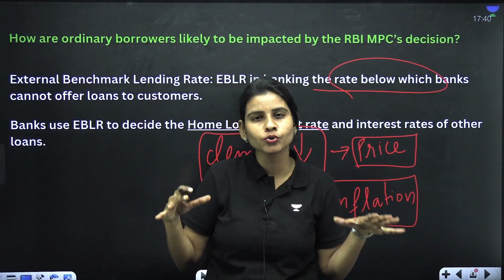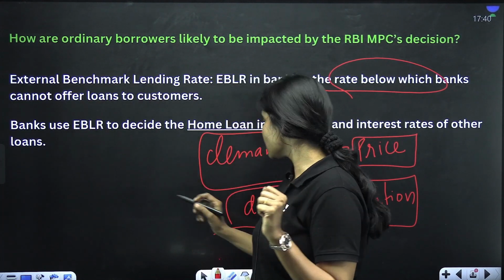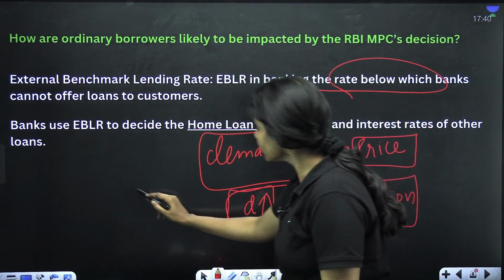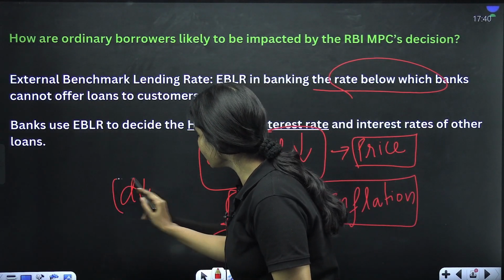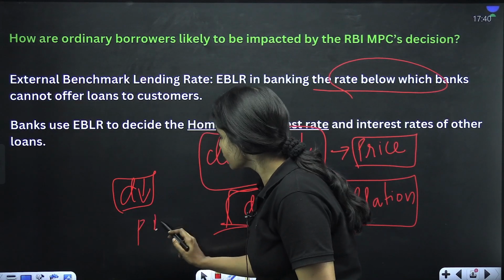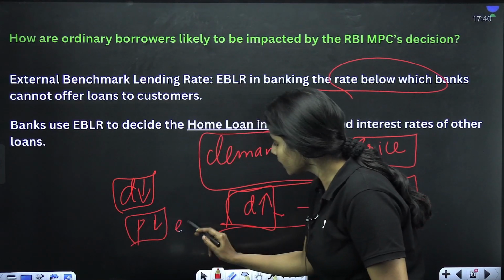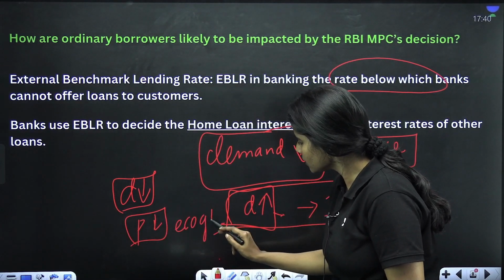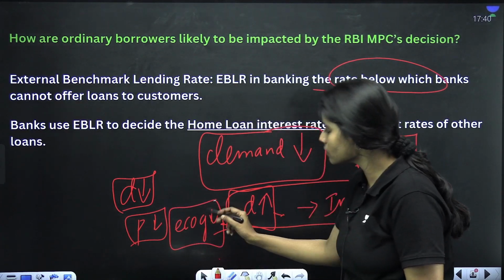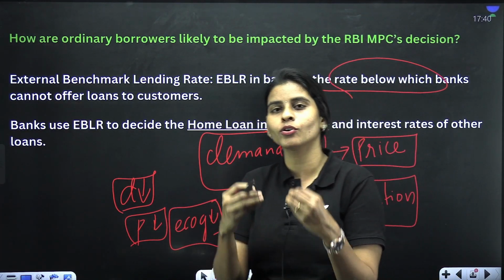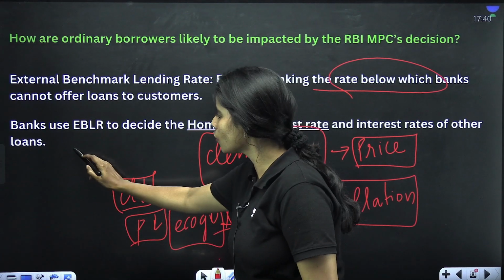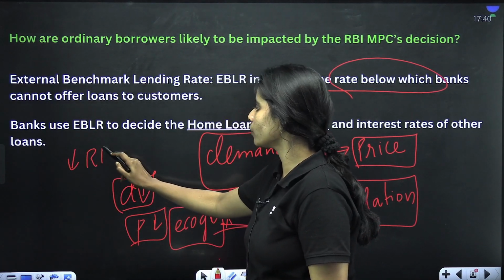If the inflation is too less in the economy, it means the demand is too less. So when the demand is too less, then it means the production will decrease. So when the production is less, then the economic growth will decrease. So in such situations, in order to boost production, in order to boost growth, RBI will go for decreasing the repo rate.